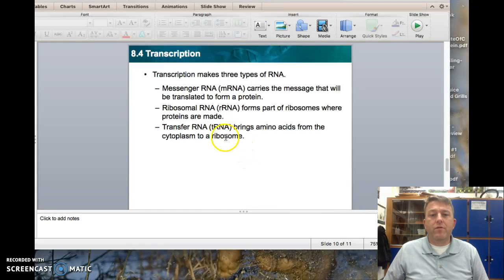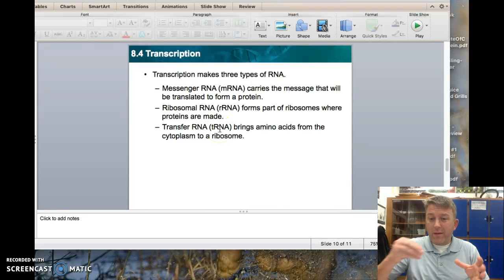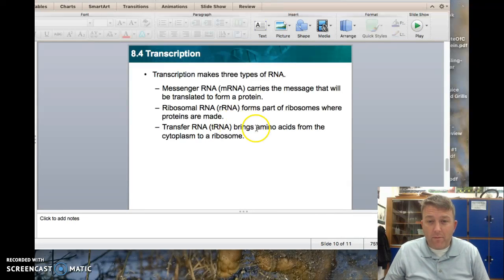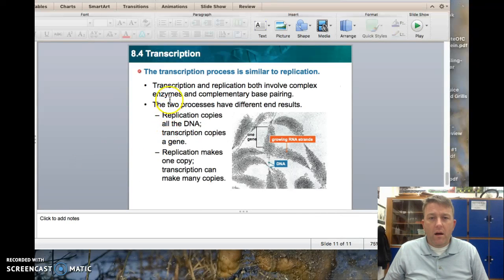And then lastly, there's transfer RNA. Messenger RNA and transfer RNA kind of go hand in hand. Transfer RNA, as we'll see in translation, is the one that's going to attach to amino acids and then bring them into the ribosome, and eventually build the protein. More on that later.